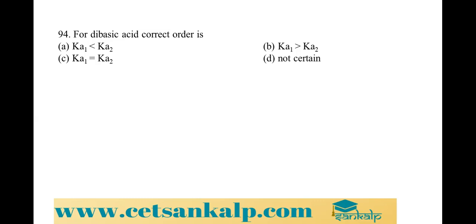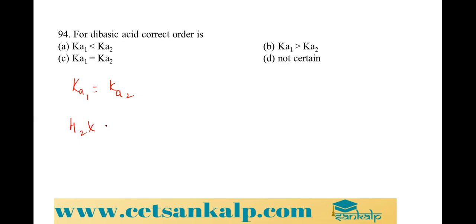Okay, for polyprotic acids, loss of second proton occurs much less readily than the first. Usually Ka values for successive loss of proton from these acids differ by at least a factor of 10 to the power minus 3. So what must it be? Ka1 is greater than Ka2. Correct? Let's see now. Ka1 is equal to Ka2.